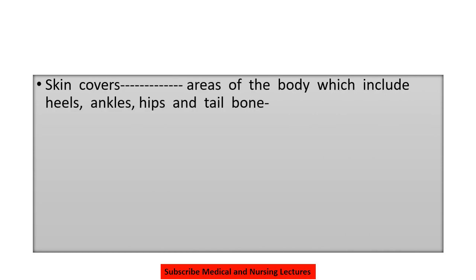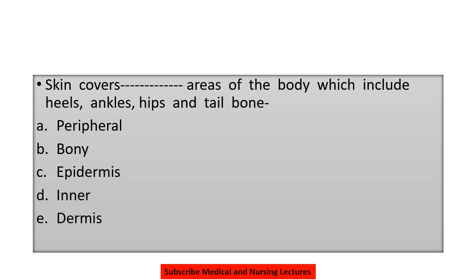Skin covers dash areas of the body, which includes heels, ankles, hips, and tailbones. The options are peripheral, bony, epidermis, inner, and dermis. So here they are talking about the organs which are bony areas. So skin covers all these bony areas. So here the correct option is bony.